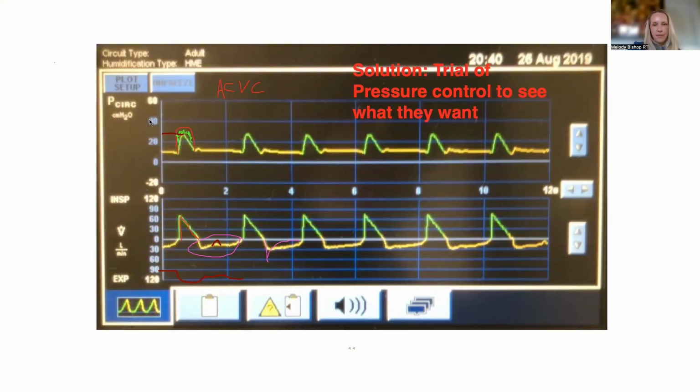This is not safe mechanical ventilation, certainly. So something would need to be done. But if at the very least you don't take anything else away from this, if you're on volume control and your pressure and flow waveforms look the same, there is something wrong. So figure out what's happening.